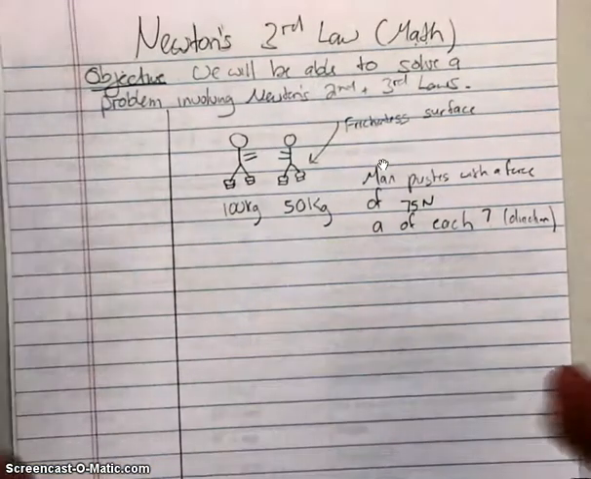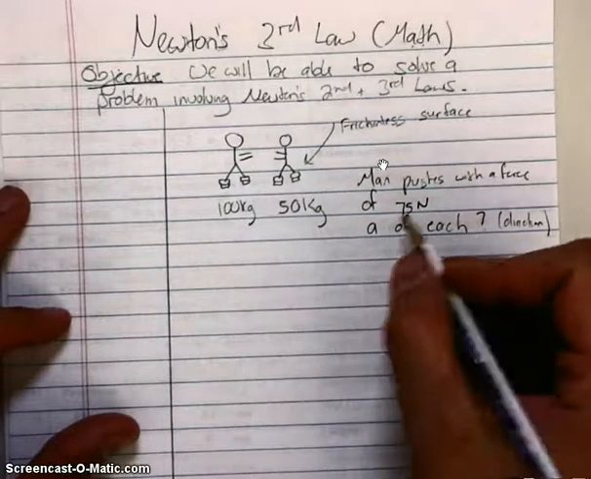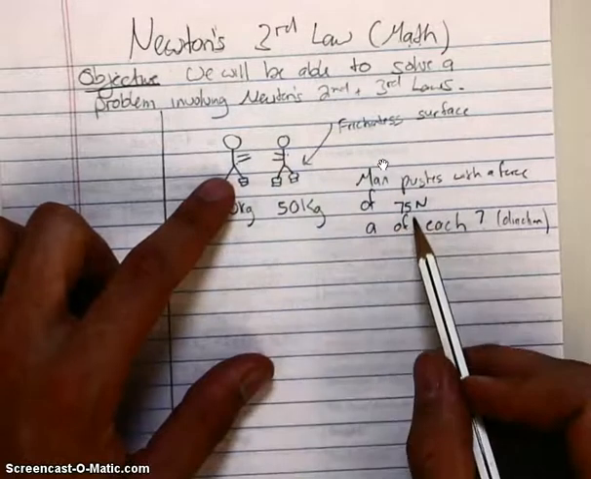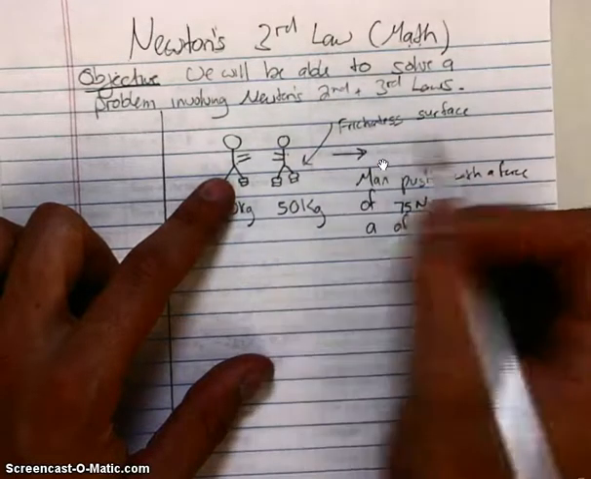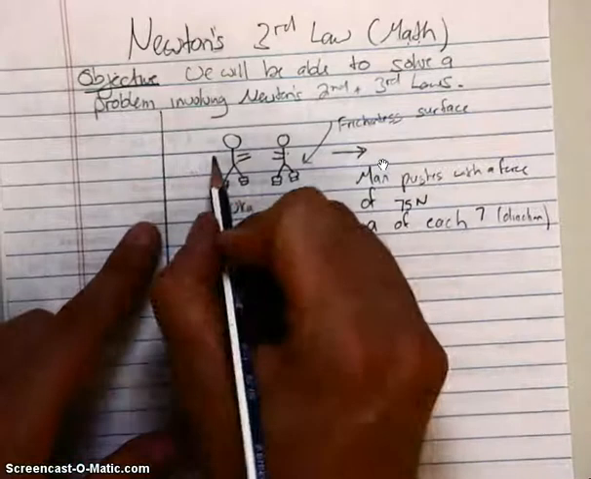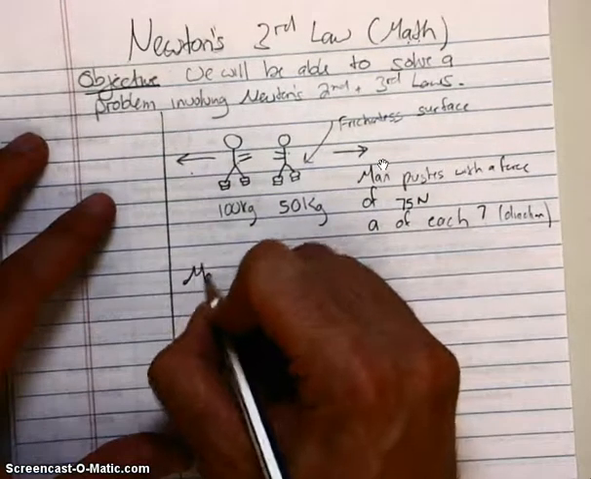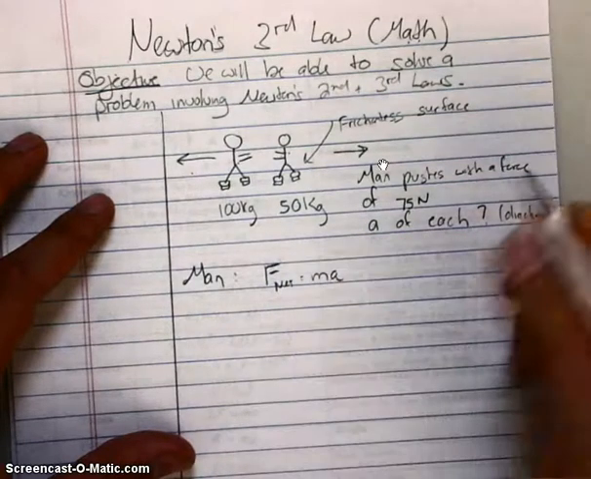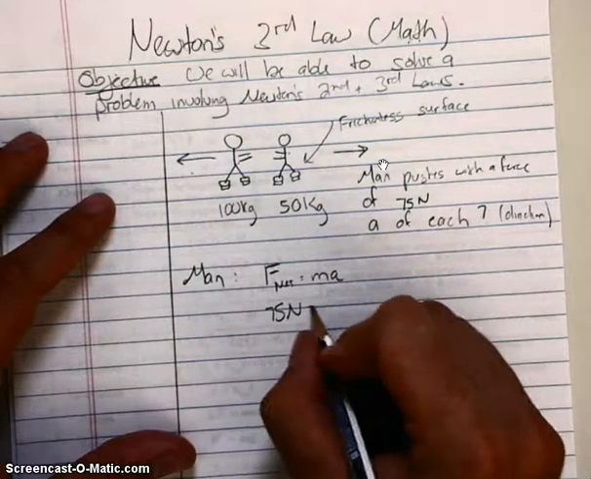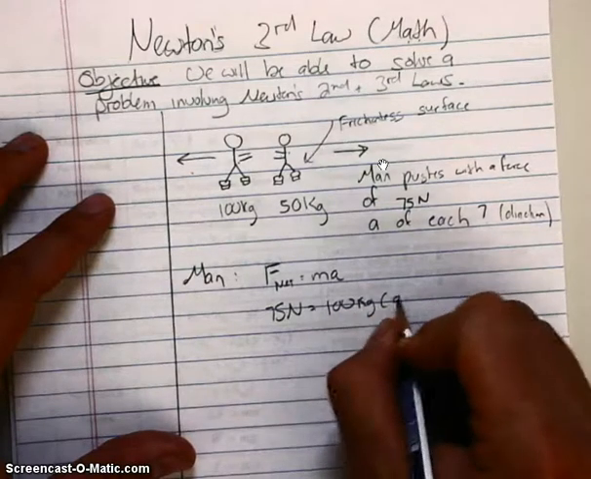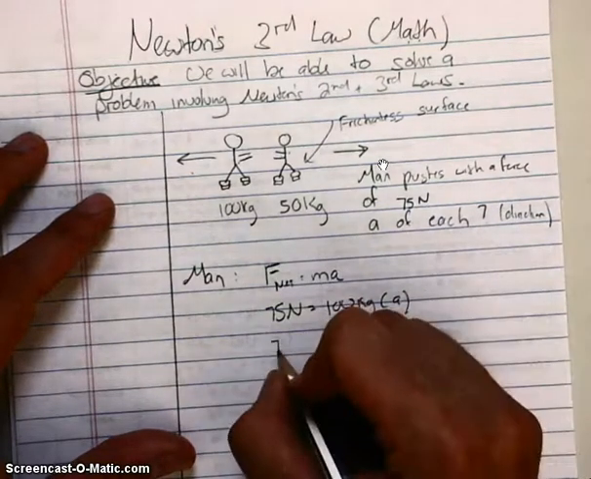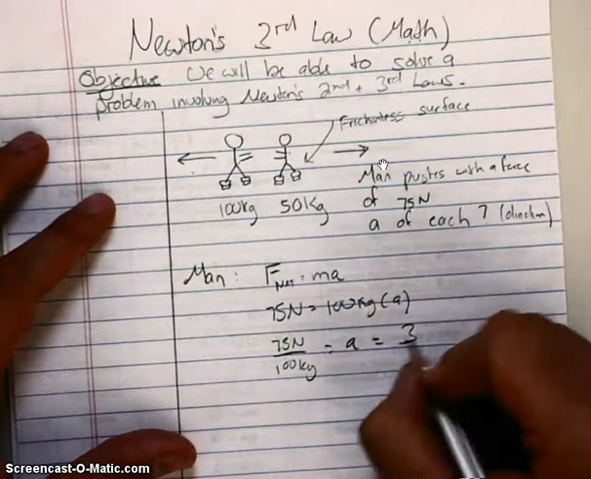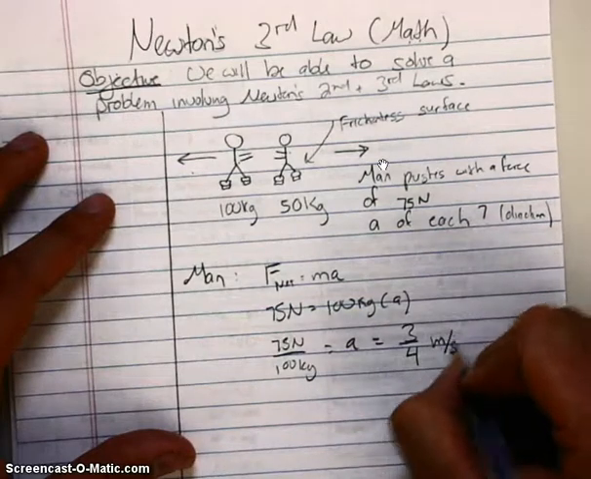So now that we know they're accelerating, we have to look at this, and because they are an action-reaction pair, he pushes with a force of 75 newtons this way, and she's going to push with a force of 75 newtons that way. So we have to look at the man first. For the man, F net equals ma. So 75 newtons equals 100 kilograms times a. Solve for a: 75 newtons over 100 kilograms equals a, which is just 3/4 meters per second squared.